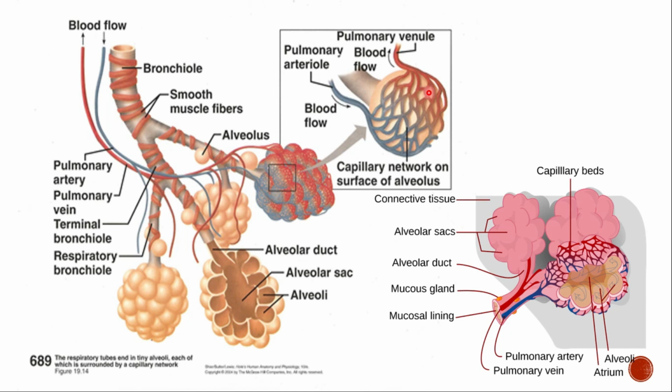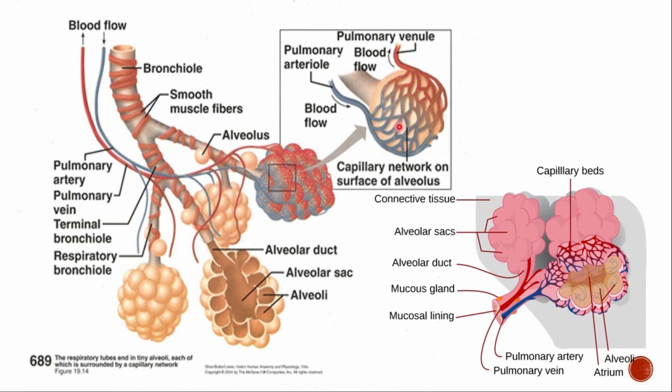Then this blood travels through the pulmonary capillary bed where it picks up oxygen and releases carbon dioxide in the lungs. Actually, the gas exchange between oxygen and carbon dioxide takes place here at the surface of the alveoli. The blood takes oxygen from the alveoli and transfers carbon dioxide to the alveoli.